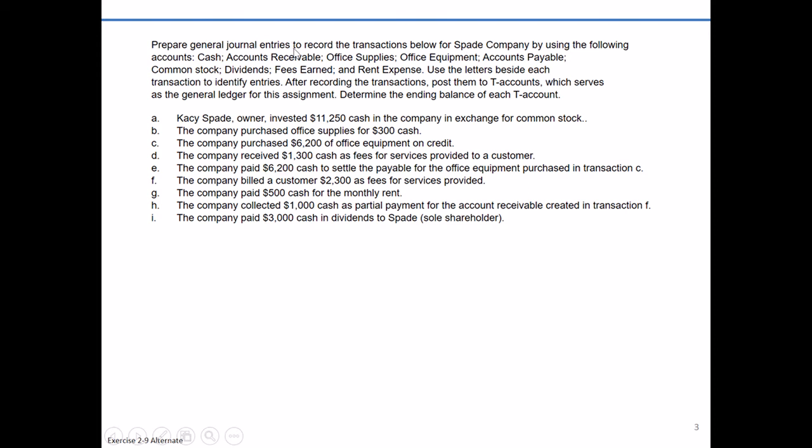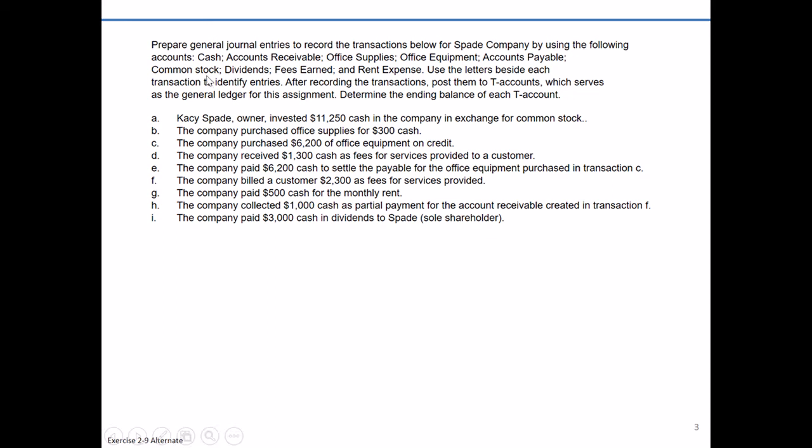First, they're asking us to prepare journal entries for various transactions we have listed here, A through I, and they're telling us to prepare them from the perspective of Spade Company. It's important to know what perspective, not from the owner's perspective, but the company itself. They've also been good enough to give us their very simple chart of accounts or list of accounts. So we have cash, accounts receivable, office supplies, and also office equipment that are going to comprise their assets. Again, very simple company. To this point, accounts payable is going to be their only liability.